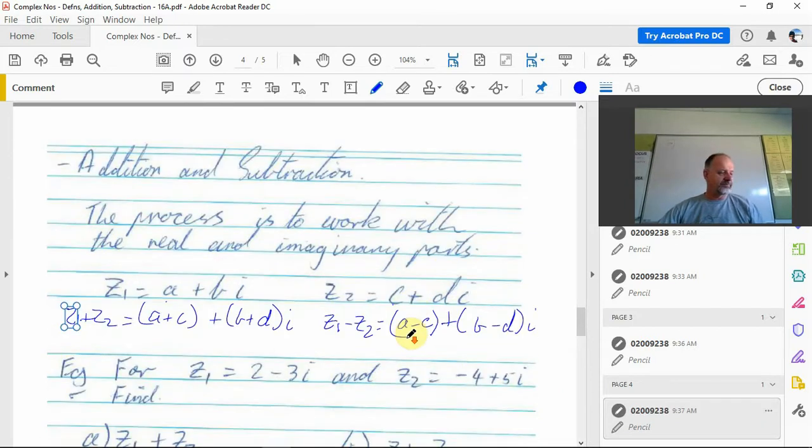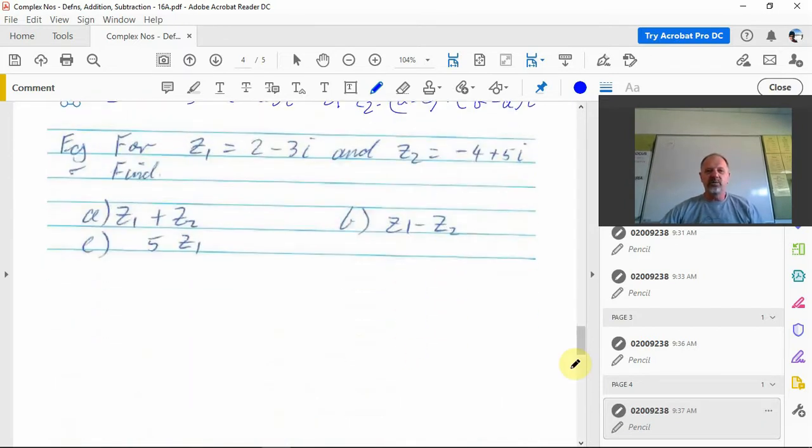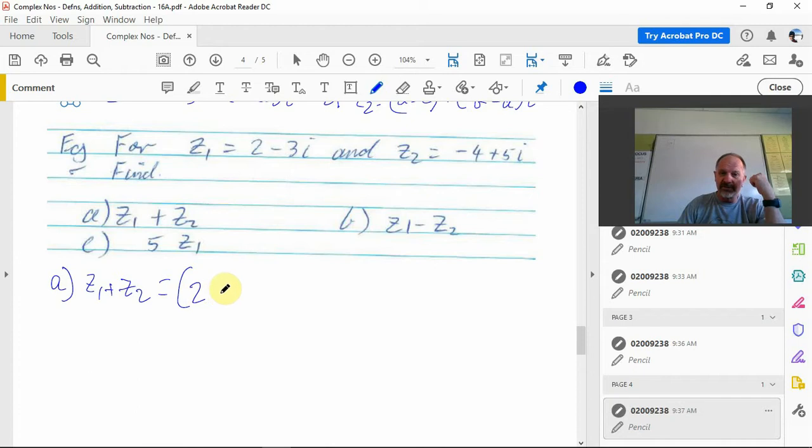All right, so here's an example. So for part a, z1 plus z2. So we've got the real parts, 2 and minus 4, and the imaginary parts, -3 and 5, and we're adding them together. That's -2, -3 plus 5 is 2, plus 2i.